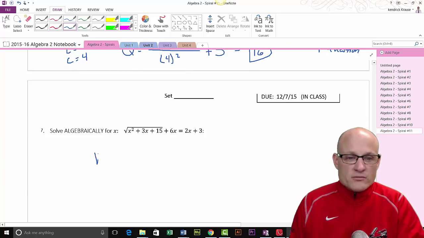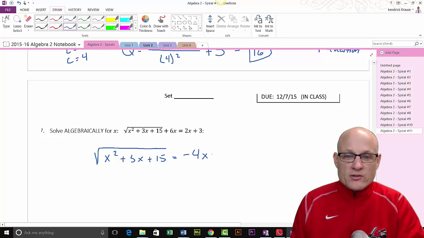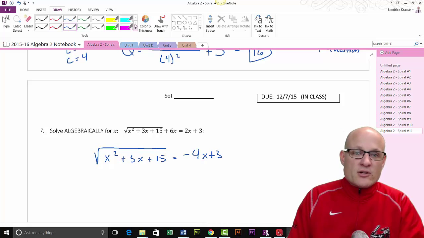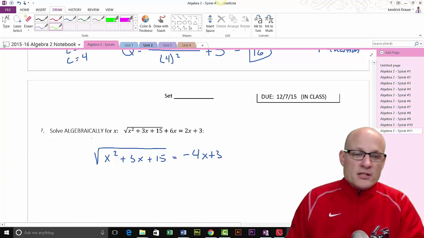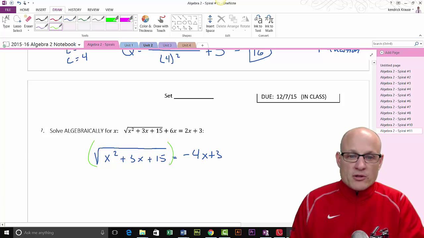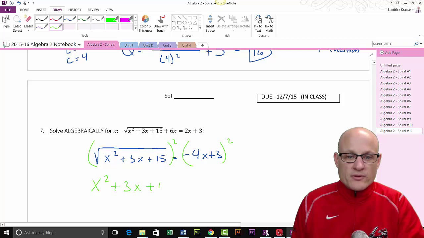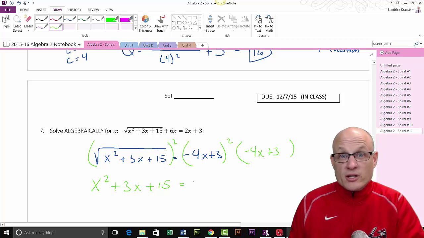So here we go. Simplify the weird thing. We get x squared plus 3x plus 15 is equal to negative 4x plus 3. So I've isolated the weird thing. Now to get rid of this square root, I'm going to square both sides. On the left side, it just goes away. It's x squared plus 3x plus 15 equals, and on this side I have to double distribute negative 4x plus 3.